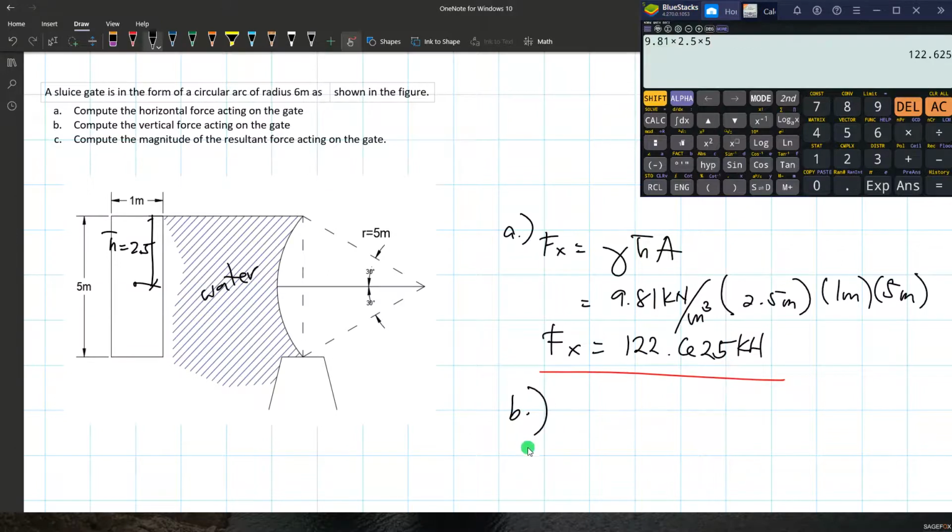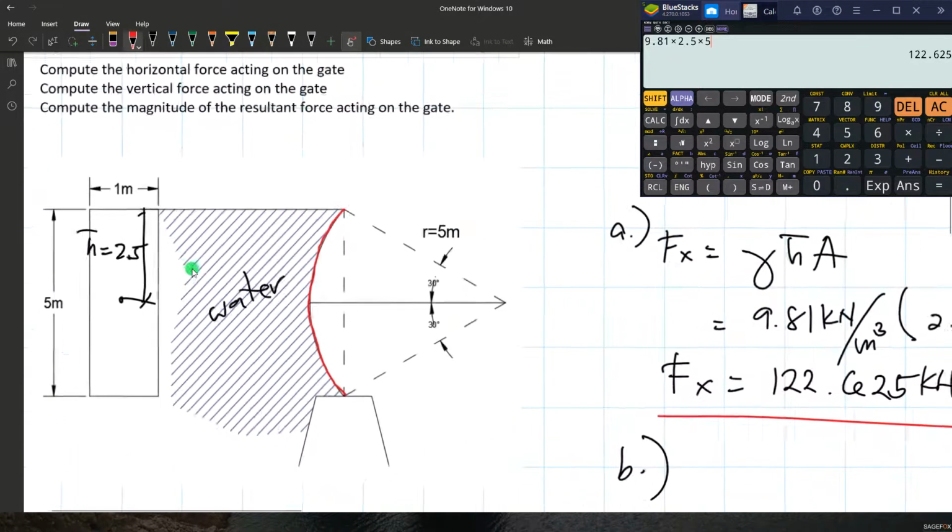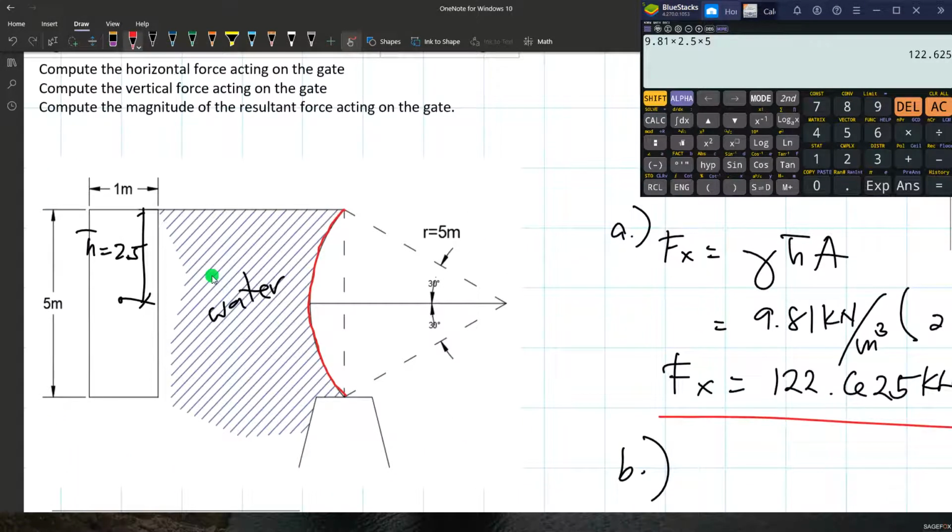letter B. Compute the vertical force acting on the gate. So again, this is your sluice gate, curved surface. Again, you will extend both ends of the gate upward up to the water surface. So our ends are here and here, top and bottom. If we extend that up to the water surface, this point right here is already at the water surface, so we need not extend that upward.